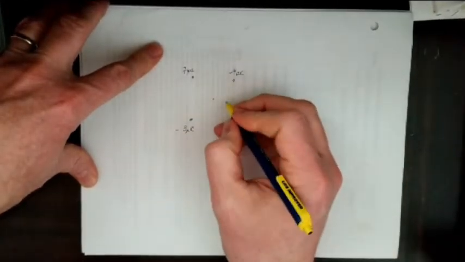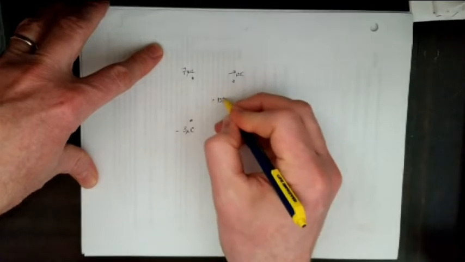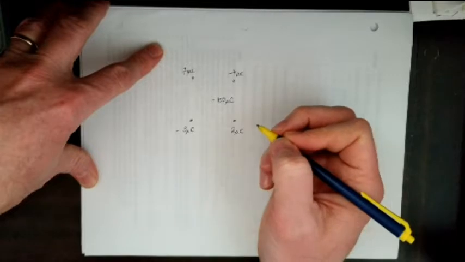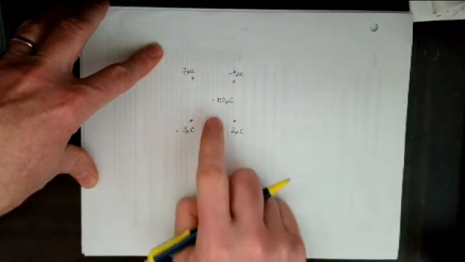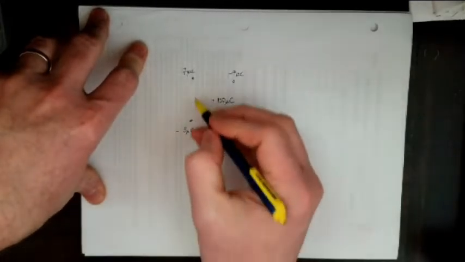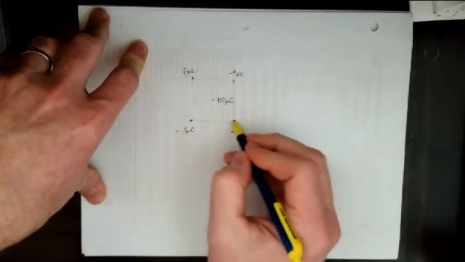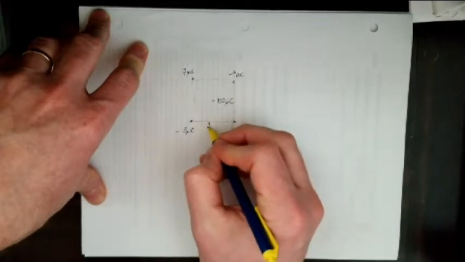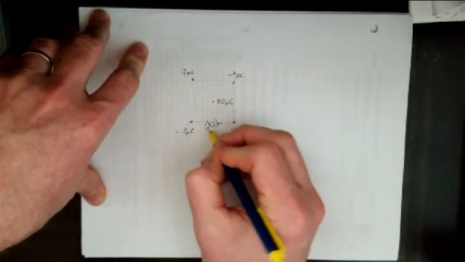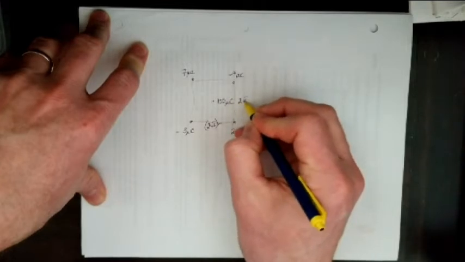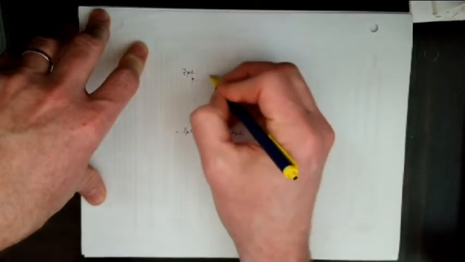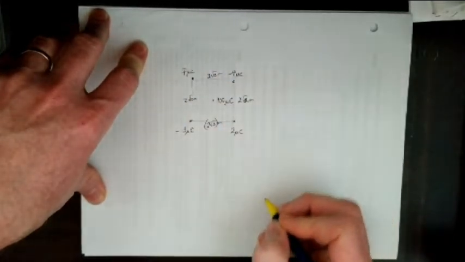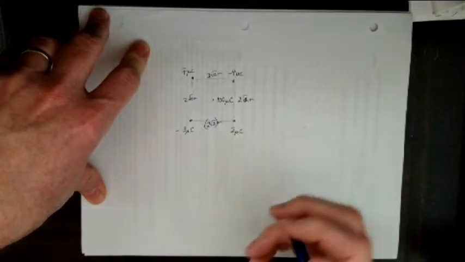And I put a 100 microcoulomb charge there. What is the direction of the force that's acting on that? Well, I need some distances here. Let's make this a square, just why not? We'll make this 2 square root of 2 meters, 2 radical 2 meters, 2 radical 2 meters. It's going to make life easier in just a second.